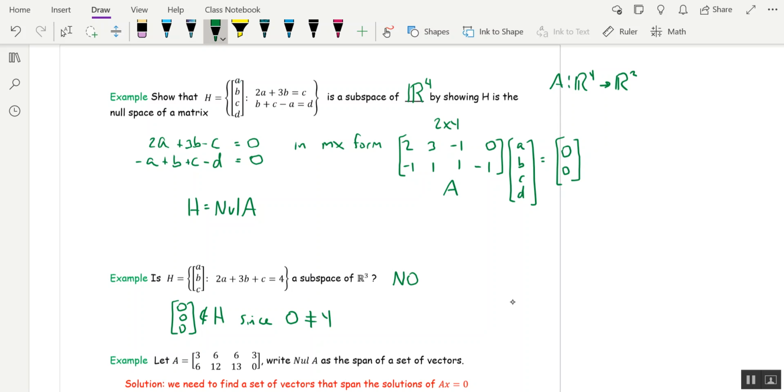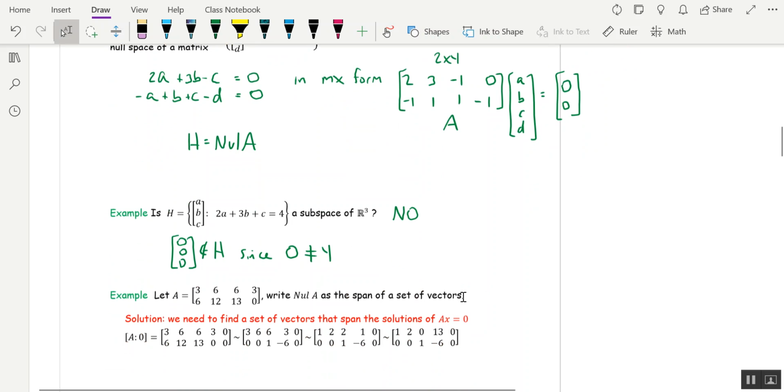Okay, the next example is pretty important. Let A be this matrix. Write null A as the span of a set of vectors. All right, so it's not at all obvious how to do this. What we want to do is find the solutions of AX equals 0. So the way that we do that, since probably the first week, is to augment A with the 0 vector and reduce to reduced echelon.